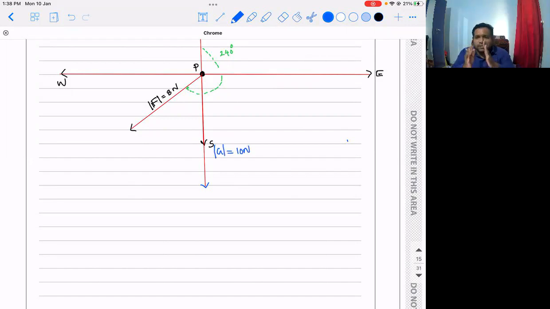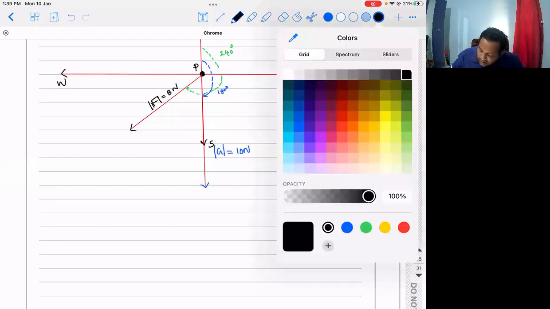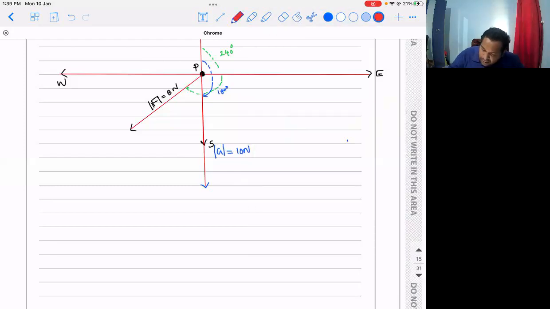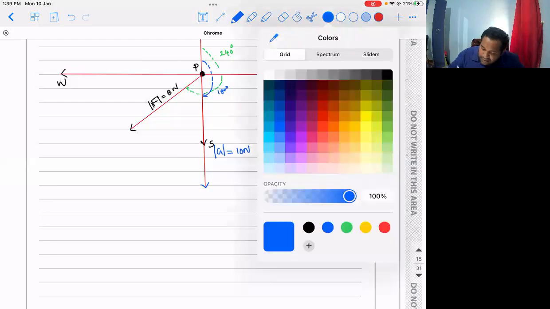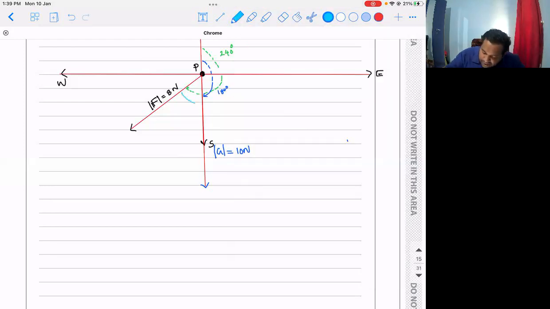Since it is acting due south, the bearing of this will be 180 degrees. So what is the difference between this 240 and 180? That is actually the angle between F and G, right? That's common sense. We can use our common sense. Am I correct? So here, the angle between F and G is 240 minus 180, that is going to be 60 degrees. Are you able to correlate?